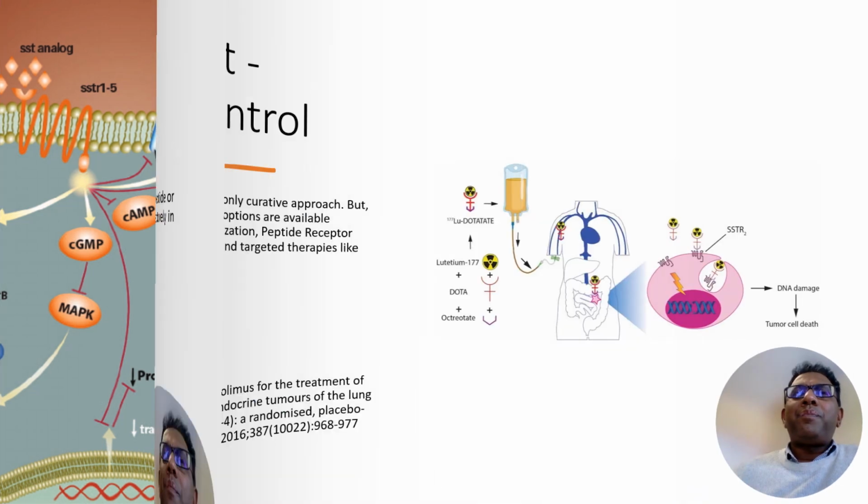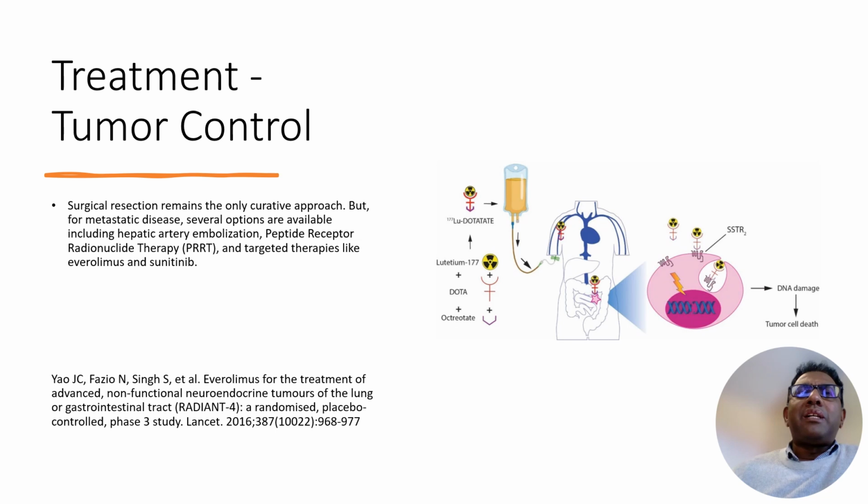But surgical resection remains the only curative approach. For metastatic disease, several options are available, including hepatic artery embolization and peptide receptor radionuclide therapy, as indicated in the picture to the right of the slide, and targeted therapy like everolimus and sunitinib, which is a tyrosine kinase inhibitor.